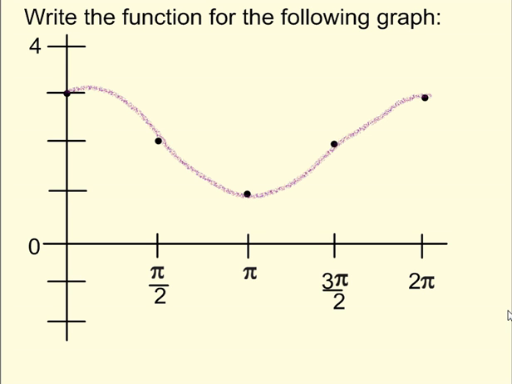So let's actually try to do one of these. Our first step is to identify the midline. That will tell us our d value. Our midline in this case is what cuts the graph perfectly in half, which is at a positive 2. Therefore, d equals 2.